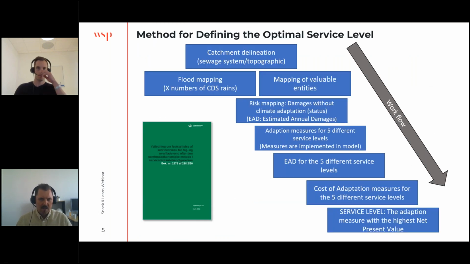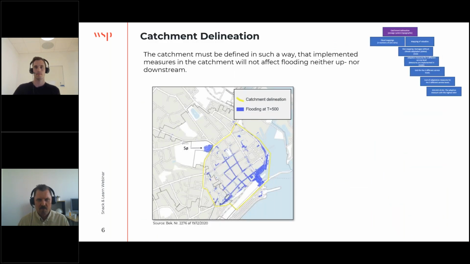So could you switch again? This calculation must be done in a 7 steps approach, and I will go through each of these steps over the next 5 or 10 minutes. So could you shift? So the first step is to do the catchment delineation. Which catchment are we actually looking at?